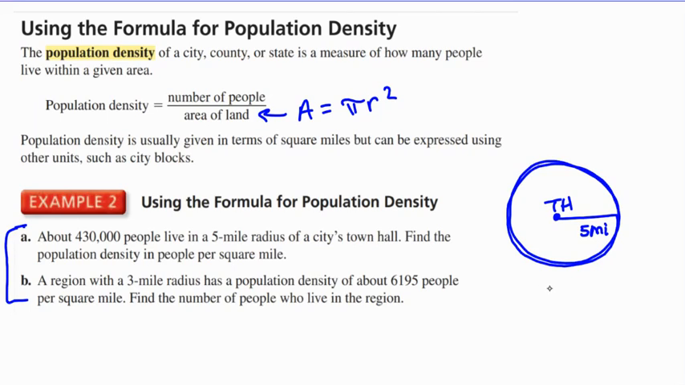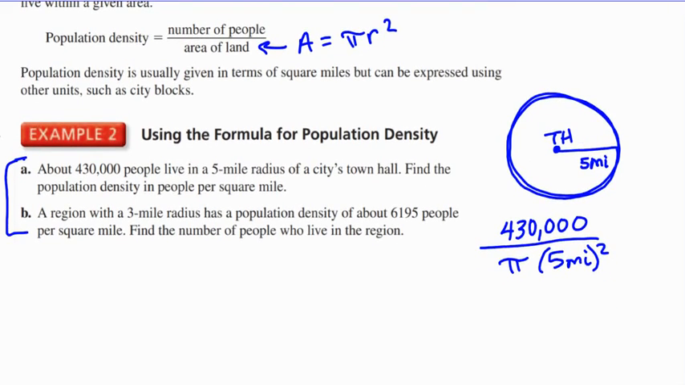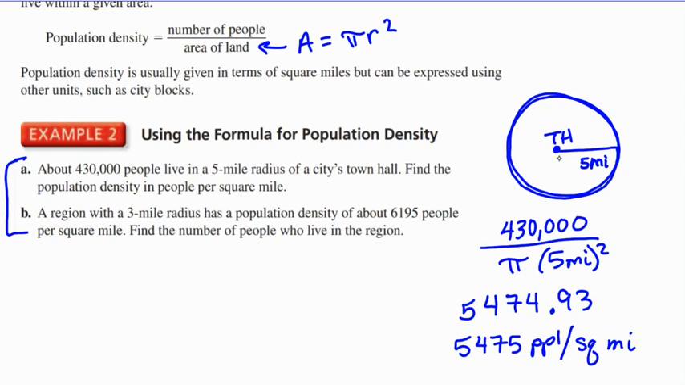Okay, so for this first problem, we have 430,000 divided by pi times 5 miles squared. Okay, and when you multiply pi times 25 square miles, because 5 times 5 is 25, and then do the division, you get that this is approximately 5,474.93, but we can't have a part of a person, so we're going to round this, and we're going to say that this is 5,475 people per square mile, right? So if we broke this up into parts and had only 1 square mile, there would be about 5,475 people in 1 square mile.